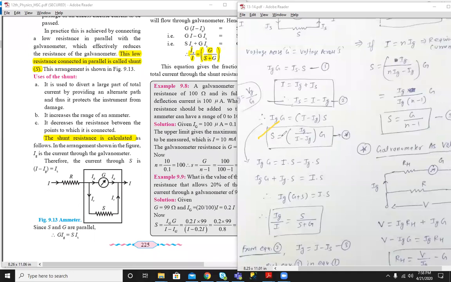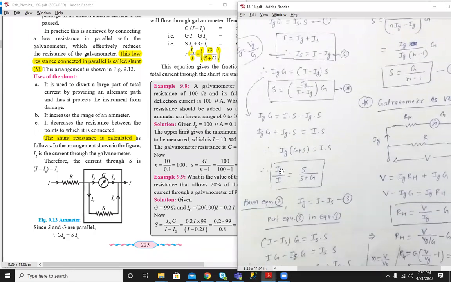Let's solve this formula. Cross multiplication gives this formula. This is called the fraction of current. Ig is the smaller current compared to I, because I is the total current of the ammeter or the required range, and Ig is the full scale deflection current of the galvanometer, or the maximum current that can flow through the galvanometer. Here capital I is greater than Ig, so it is a fraction. So this ratio is called the fraction of current flowing through the galvanometer.